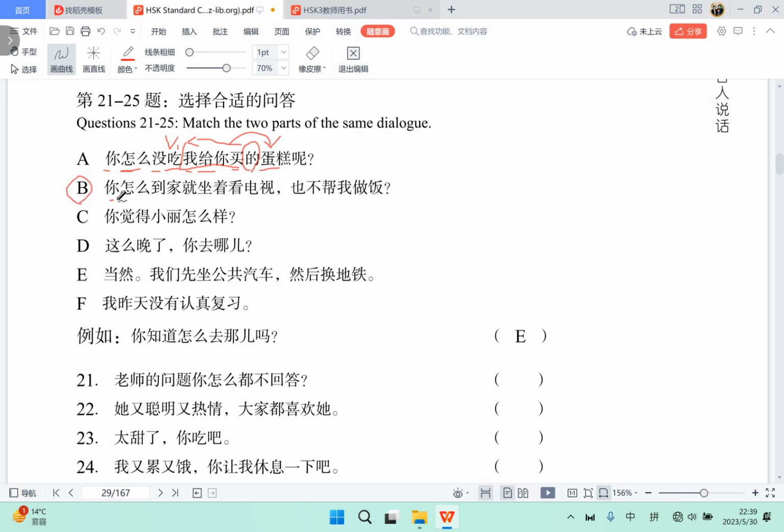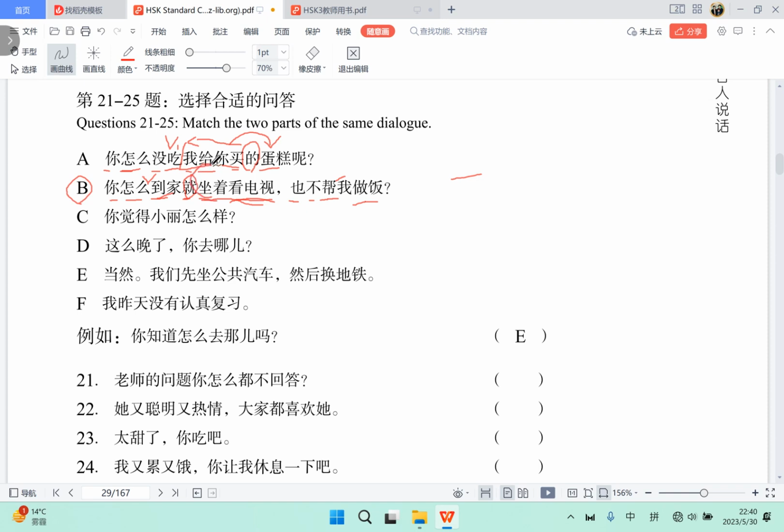And B, 你怎么到家就坐着看电视,也不帮我做饭. Okay, so 你怎么到家就坐着看电视. We see 就 here, and 到家 arrive home, 坐着看电视. So two actions happened in sequence. Here they omit 一, right? So it should be 你怎么一到家就看电视, so as soon as you arrive home, you just go directly to watching TV. And how are you watching TV? While sitting.